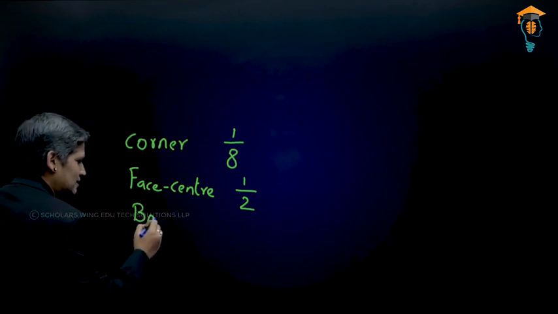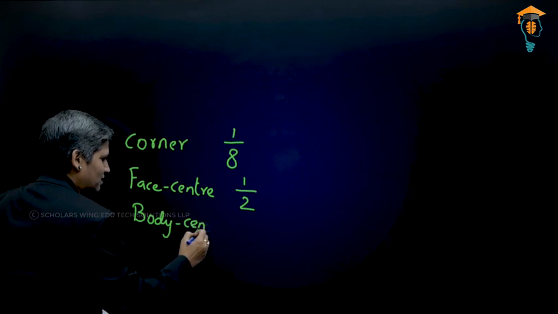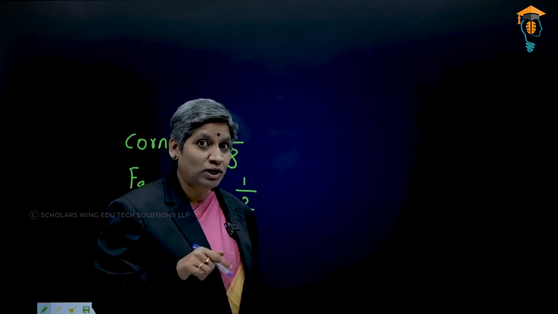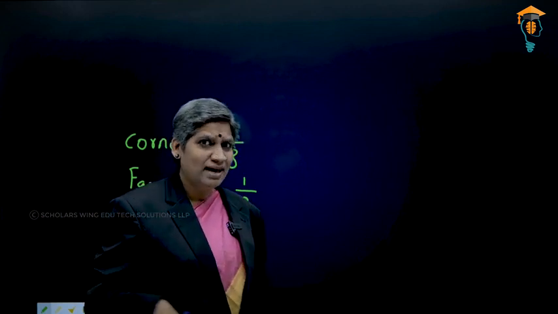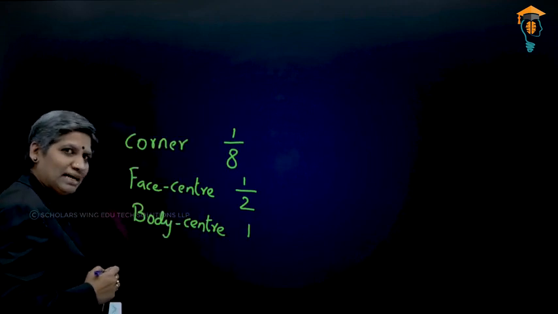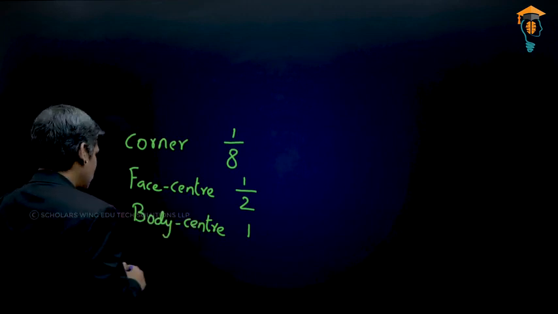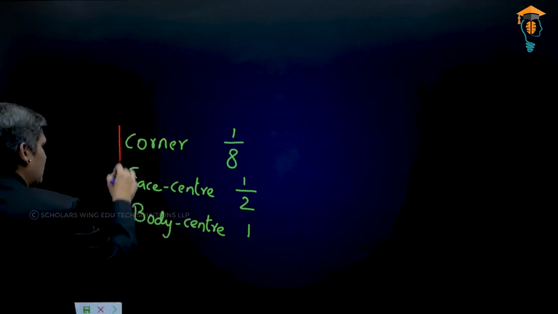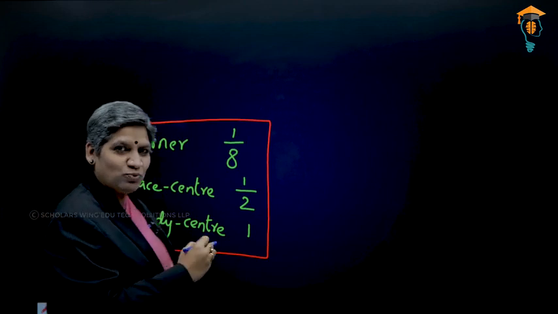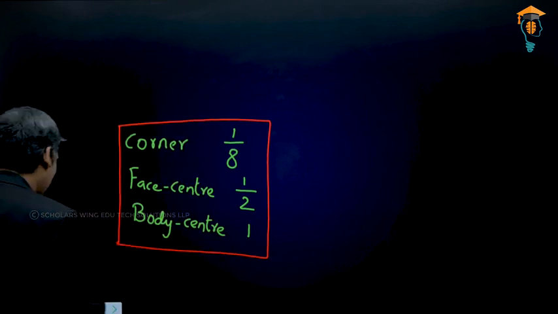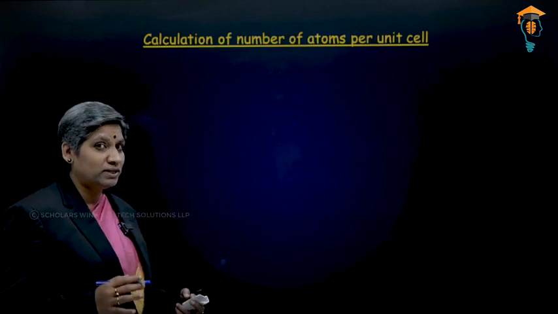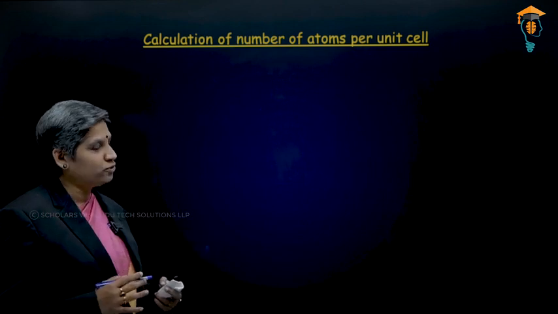But if it is present at body center, that is, when the atom is present exclusively within a particular unit cell, and we know it's not shared by any of the neighboring unit cells, in that case, the whole atom belongs to that unit cell itself. Therefore, the contribution is 1. So, please guys, keep this in your mind so that this will help us to proceed further and calculate the number of atoms per unit cell. This is very, very important from the exam point of view also.